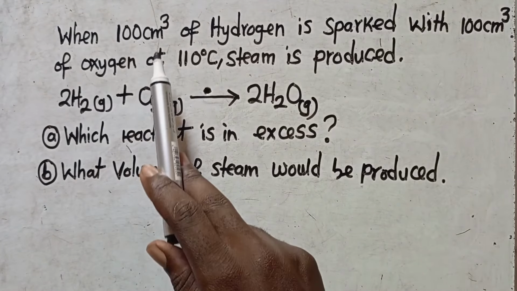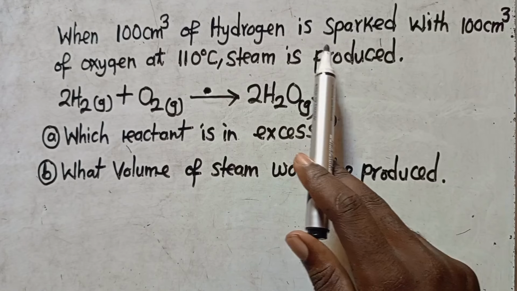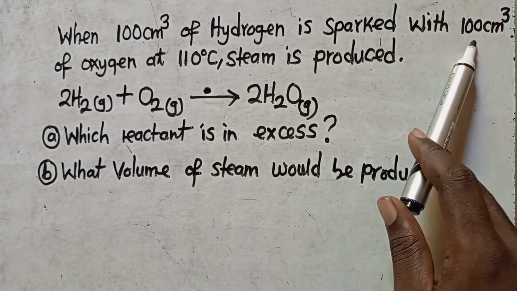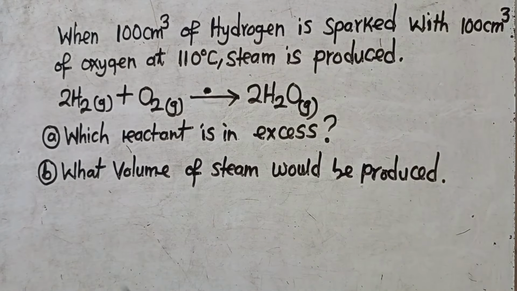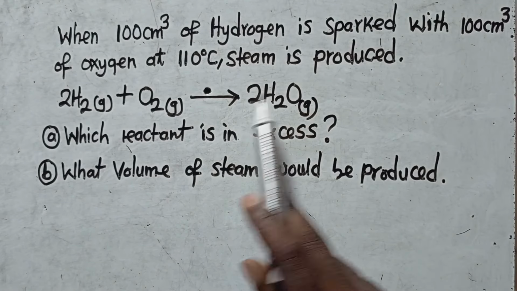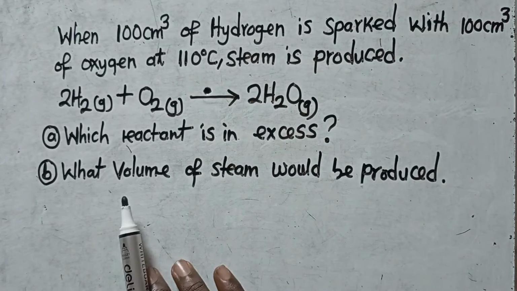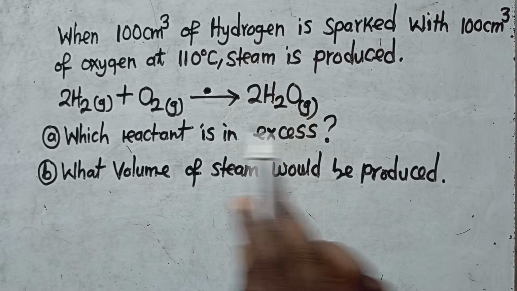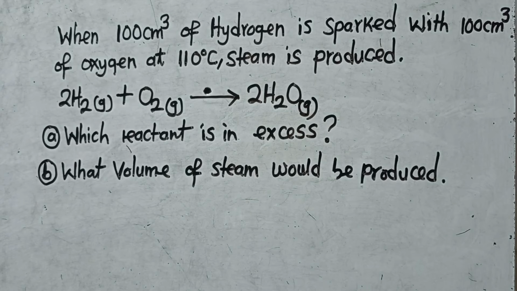When 100 centimeters cubed of hydrogen is sparked with 100 centimeters cubed of oxygen at 110 degrees Celsius, steam is produced. First question: which reactant is in excess? They want us to find the reactant which is in excess, and looking at this equation, it is already balanced. This is a balanced chemical equation.